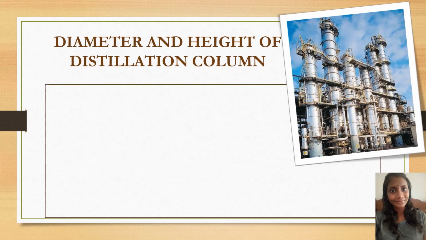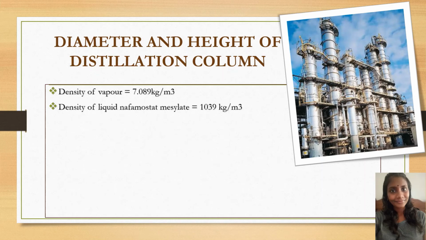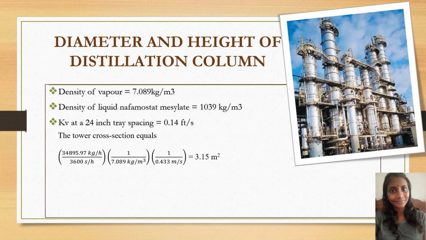The column height is heavily dependent upon the spacing between the sieve trays. We choose 24 in tray spacing so that it is easy for maintenance and it is optimal for wide range condition. First of all, the density value of vapor and liquid nafamostat mesylate is calculated. Then Kv value of 0.14 feet per second at 24-inch tray spacing is obtained from the separation process principle book. Vmax and V design values are calculated, followed by the tower cross section of 3.1 meter square and the diameter of 2 meter.